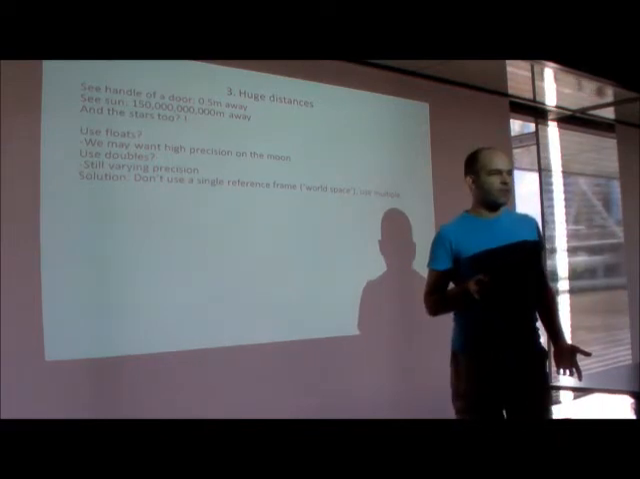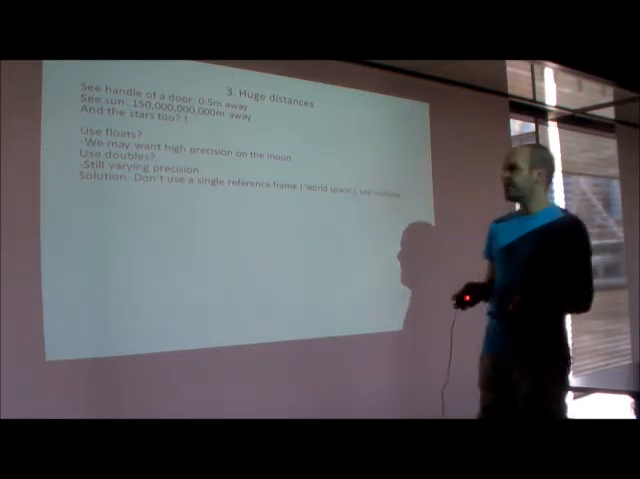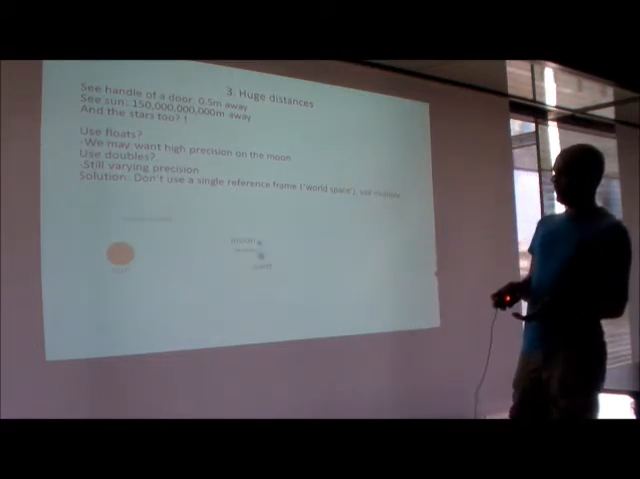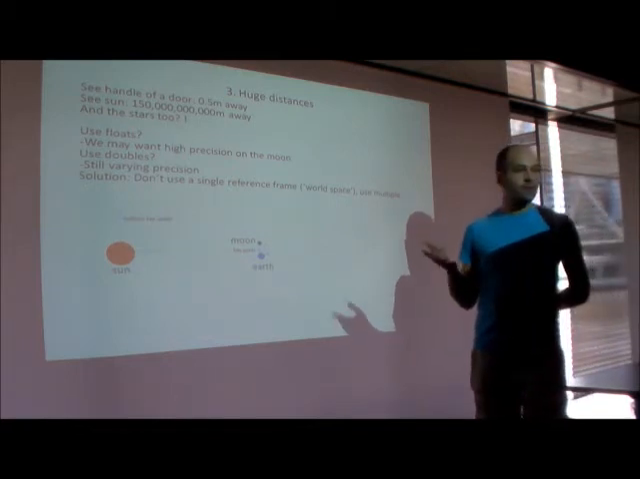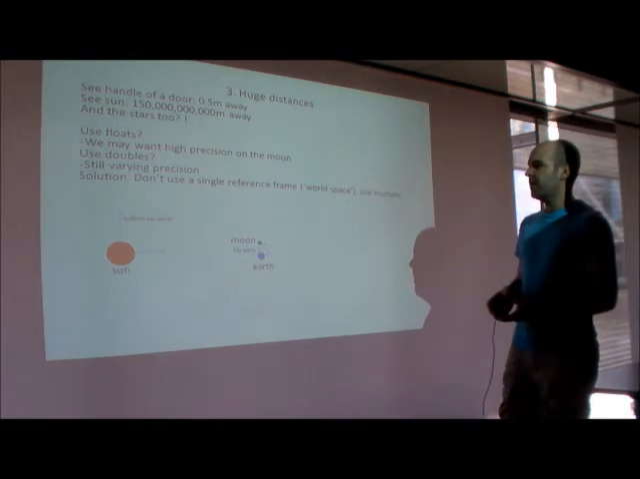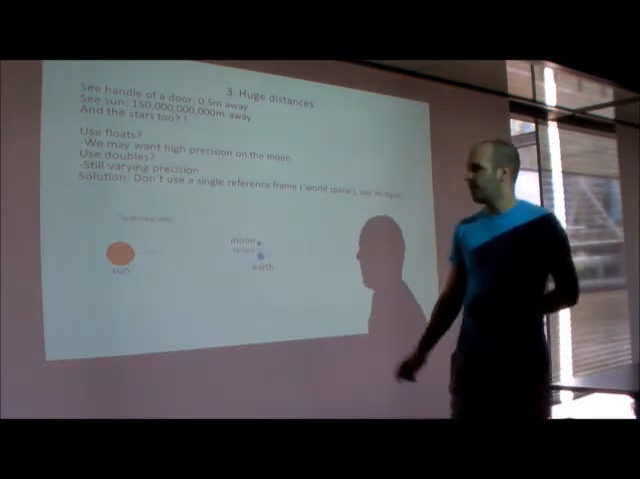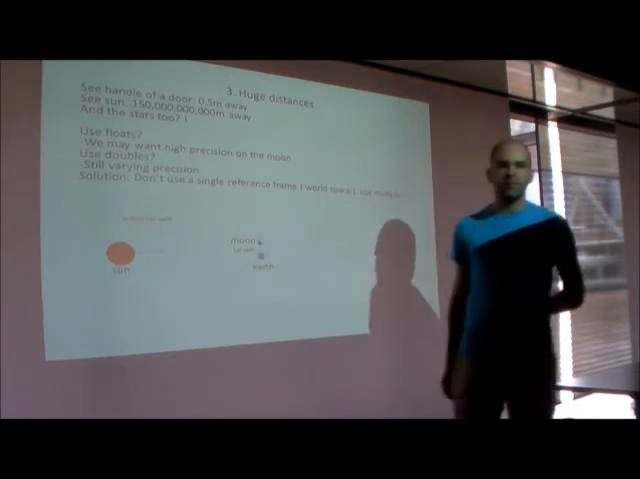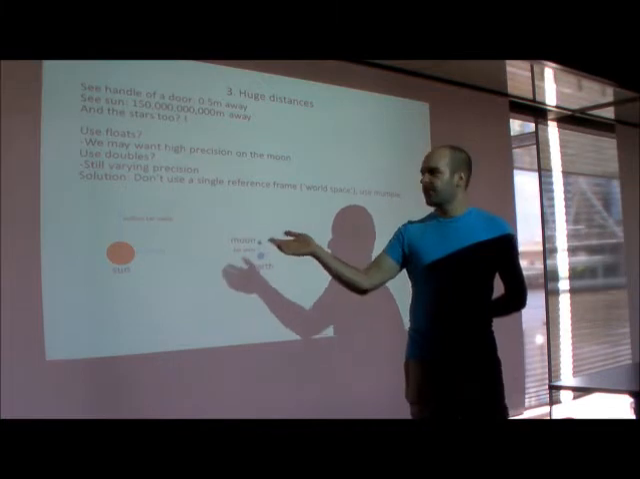So the solution that I put into this is: don't use a single reference frame. There's no such thing as world space in the demo that I showed you. Instead, you've got multiple reference frames, multiple spaces. Just to give you an example using planets, the demo does have a sun in it, and you can see the sun if you look at the sky. The sun's inside a reference frame, so all these planets are within the sun's reference frame, and that might use units of millions of kilometers.